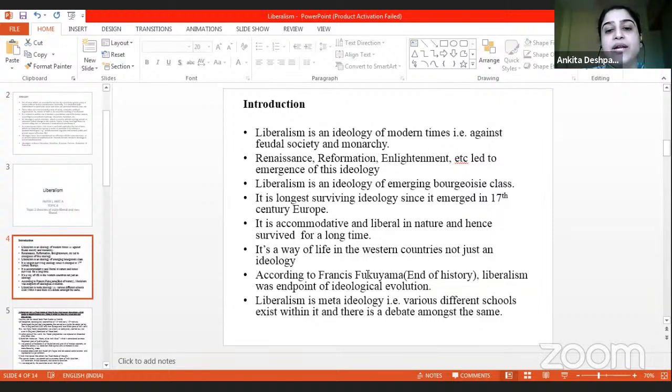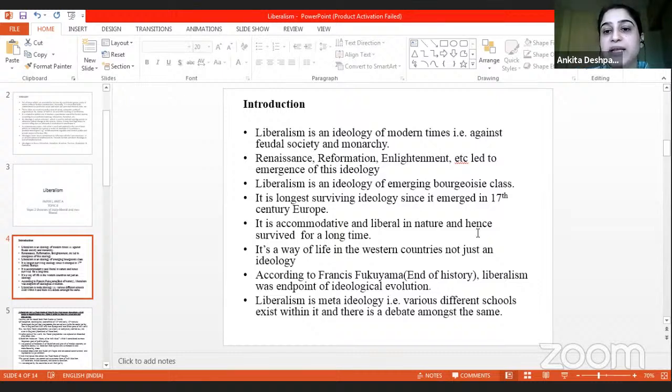According to Francis Fukuyama, liberalism was the end point of ideological evolution. Simplistically put, see what happened. The Cold War happened. There were capitalist countries under the US and communist countries under the Soviet Union, and now Russia. But what happened? In 1991, the Soviet Union collapsed, disintegrated. So Fukuyama said, imagine if the Soviet Union, the leader of the communist bloc, or the so-called leader of the communist bloc, disintegrated, that means who indirectly won? Liberalism won. So finally, liberalism was the endpoint of ideological evolution. It has been proven as victorious.